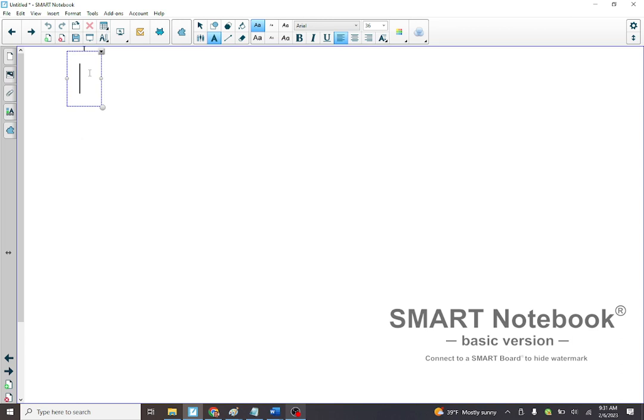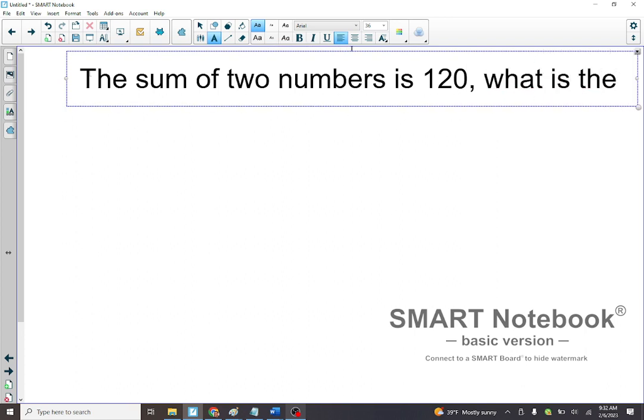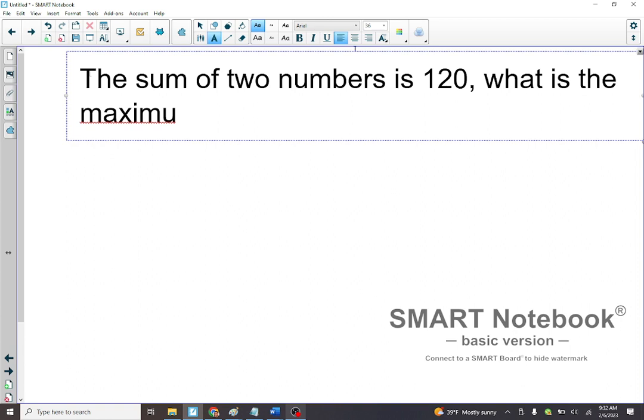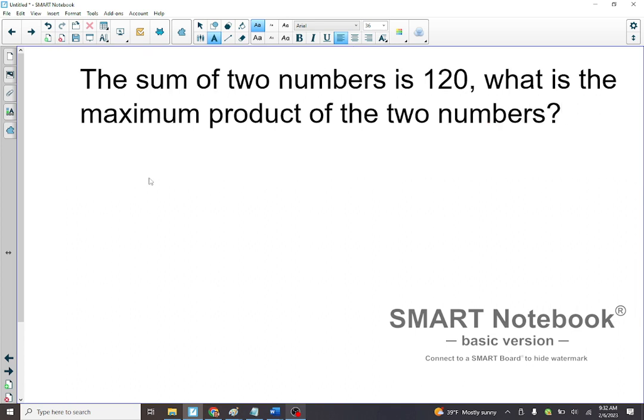Okay, so the sum of two numbers is 120. What is the maximum product of the two numbers? Alright, so the sum of two numbers is 120. What is the maximum product of the two numbers?